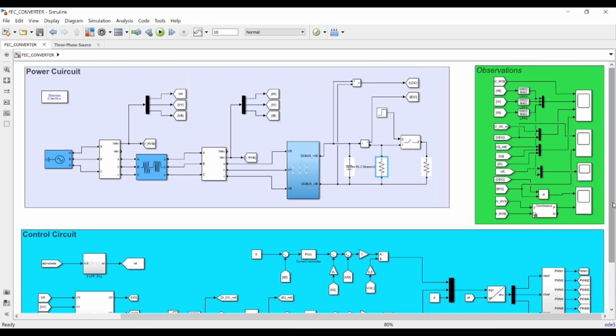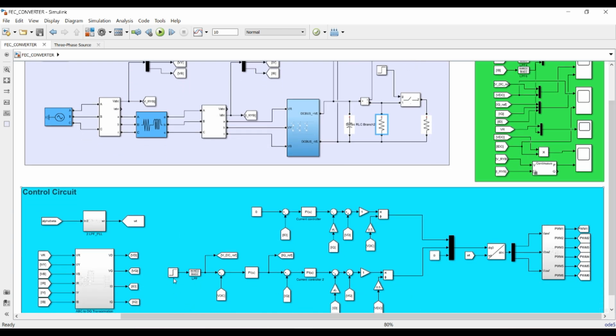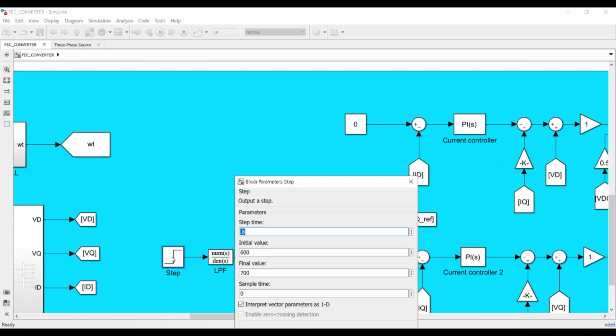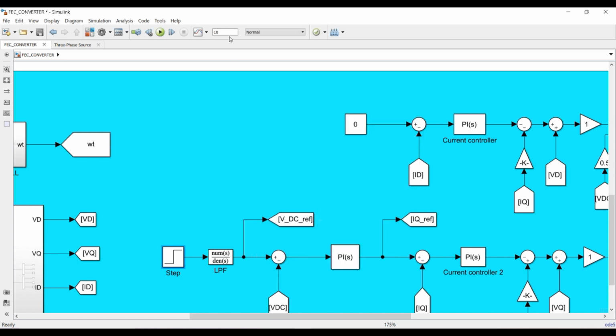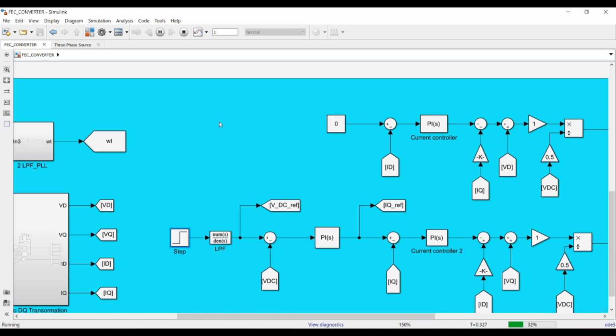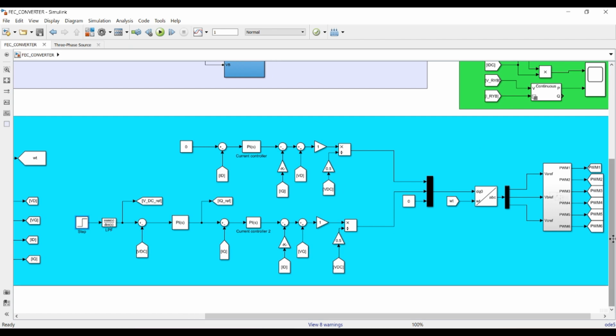Okay, now here we will give the voltage reference. We will give the voltage reference from 600 to 700 volt, and we will give it as 0.5. That is at 0.5 it will be moving from 600 to 700 volt, and I will put this one to 1. I will save this one, and I will simulate this one. Okay, the simulation is done.